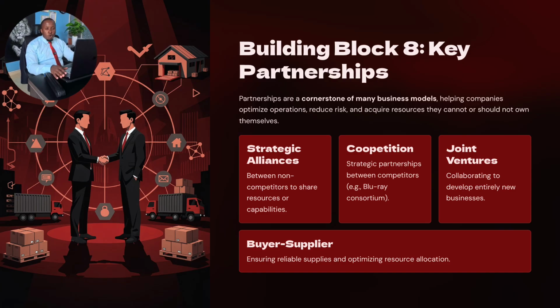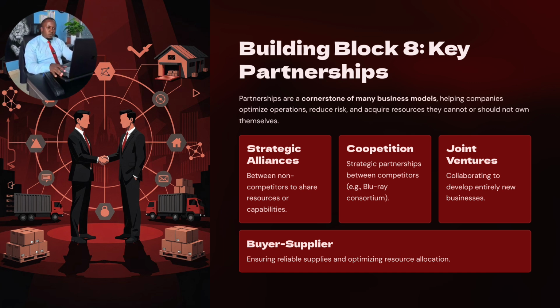You can also have coopetition. Now, for coopetition, these are strategic partnerships between competitors. You can also have joint ventures where you're collaborating to develop entirely new businesses. Or finally, you can have a buyer-supplier partnership, ensuring reliable supplies and optimizing resource allocation.